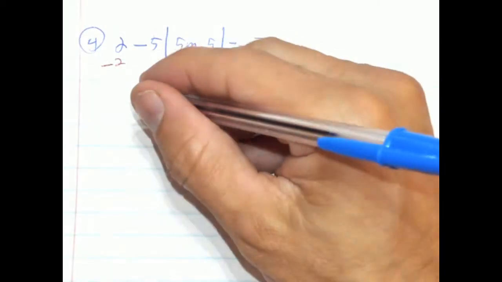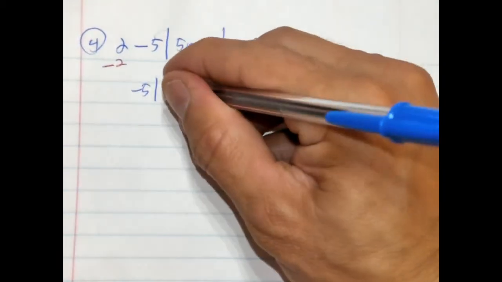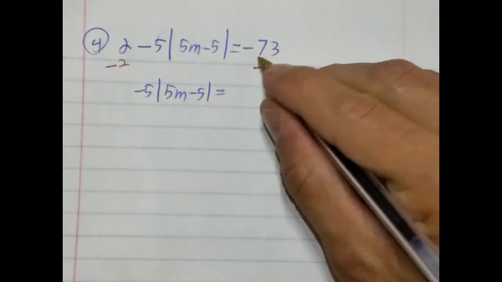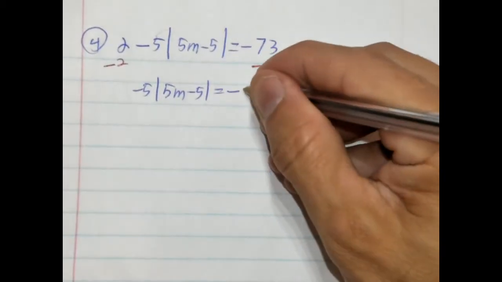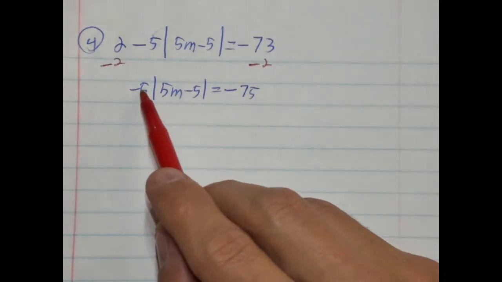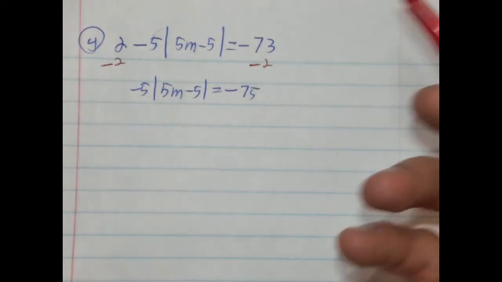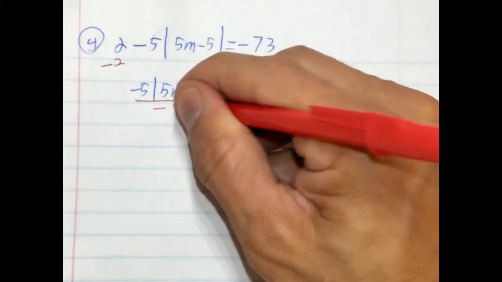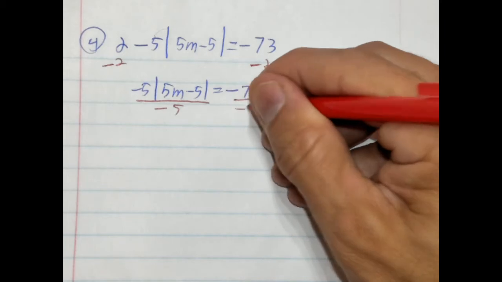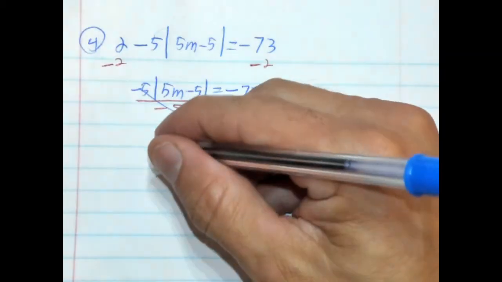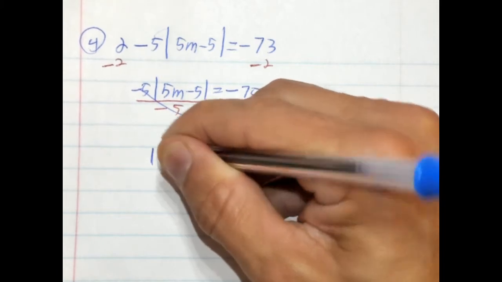And that's going to leave us with negative 5 times the absolute value of 5m minus 5. And negative 73 minus 2 is negative 75. Okay? So now, like I said, this is negative 5 times the absolute value. So we're going to use the inverse operation, and the inverse operation of multiplication is division. So we're going to divide both sides by negative 5. Those will cancel out. We're going to have the absolute value of 5m minus 5.